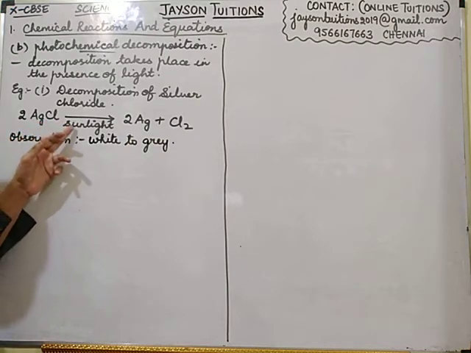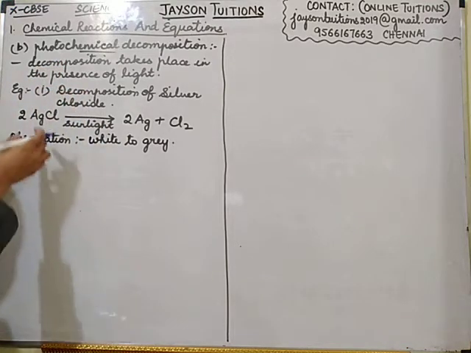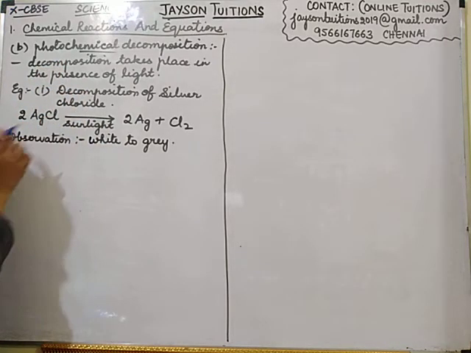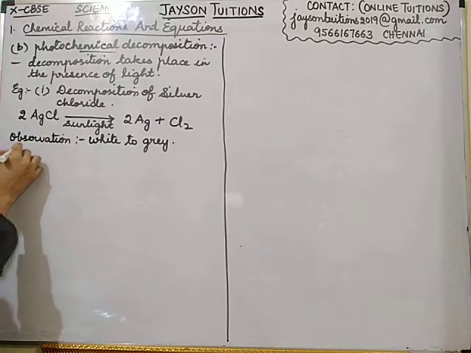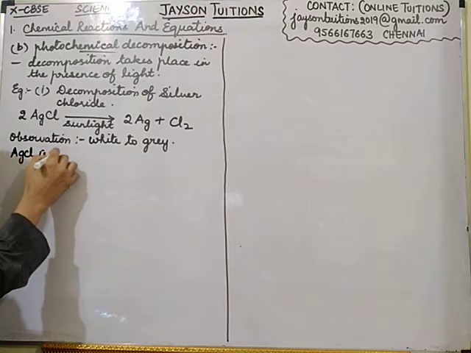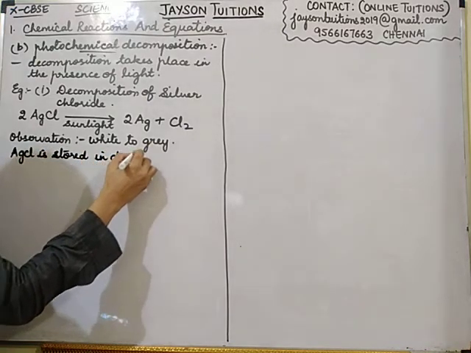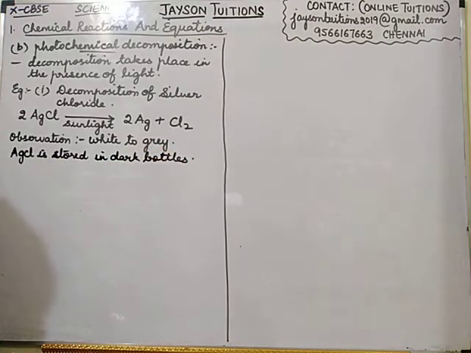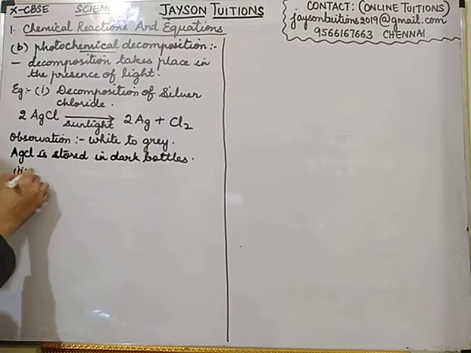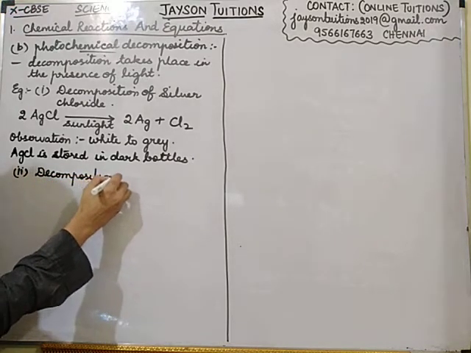So when silver chloride is exposed to sunlight, it will undergo decomposition. So we should always store silver chloride in dark colored bottles, where sunlight will not enter. Okay, so one more example I will teach, similar to this, decomposition of silver bromide.